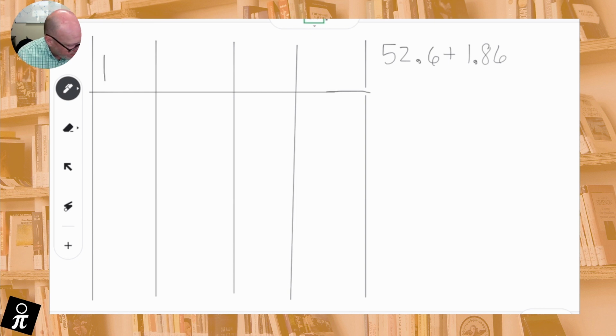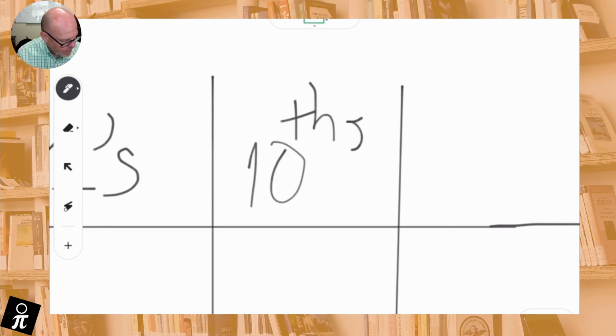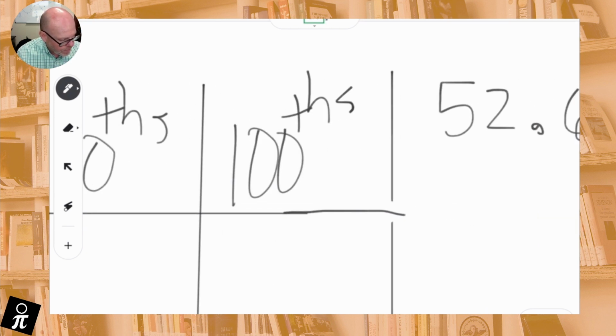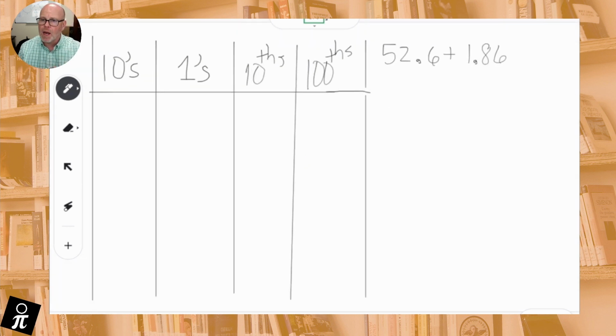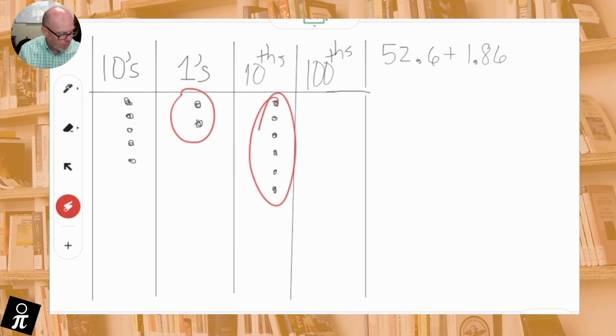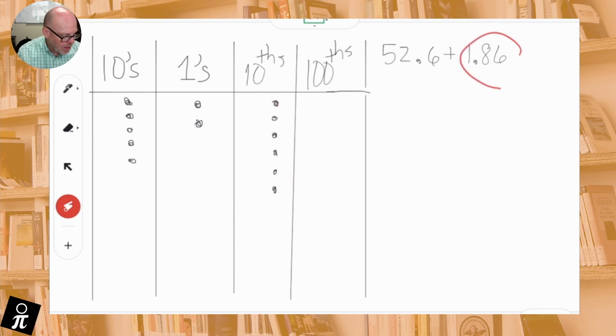All right, so now let's write in our labels. So what do we have? We have tens, we have ones, then we have tenths, then we have hundredths. Why are we going to need that? Well, because we've got to model 52.6. So 52 means we're going to have 5 in the tens column, 2 in the ones column, and 6 in the tenths column. 1, 2, 3, 4, 5, 6. There we go. So there is our 52.6. Now we're going to model our 1.86.